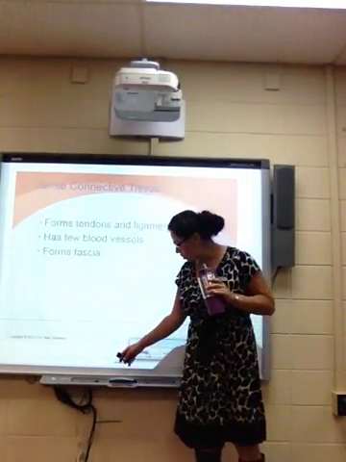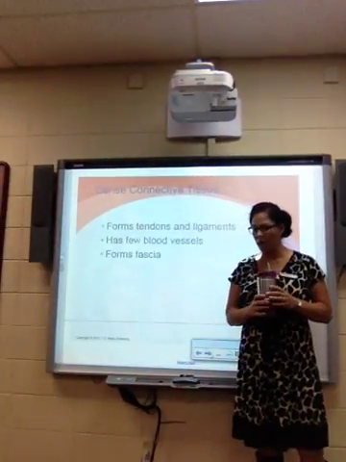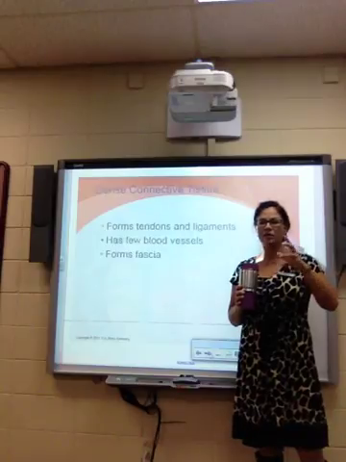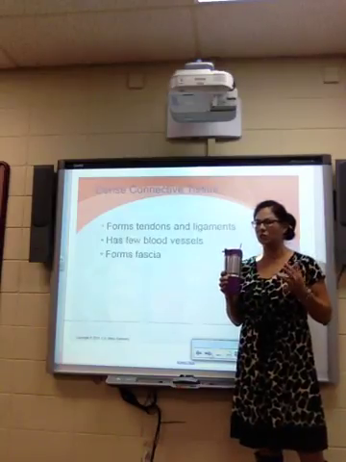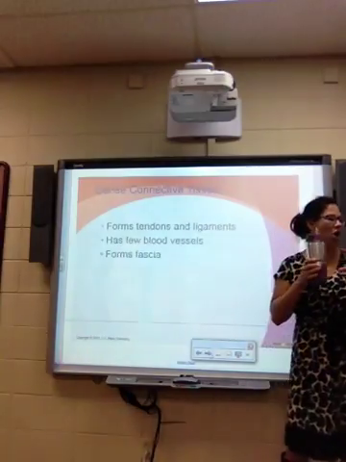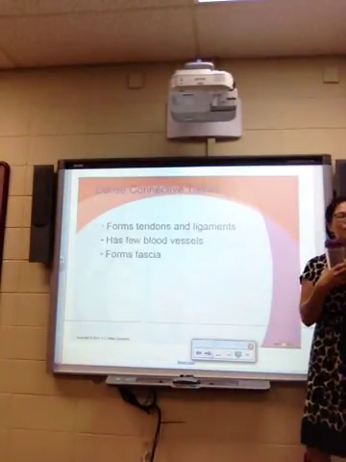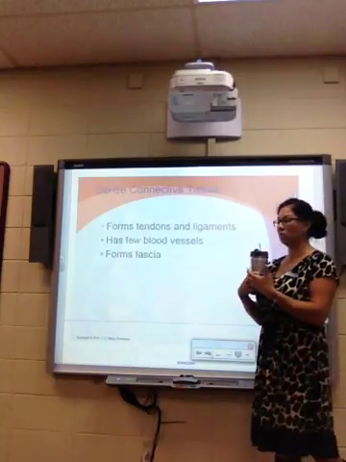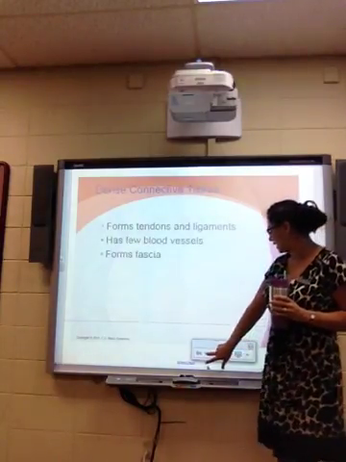Your dense connective tissue can also form a fascia. Fascia is like when you have your chicken and you tear off the skin, and you see that shiny layer over the muscle, like the chicken leg, it's real shiny and kind of slippery. That is fascia. It holds groups of muscles together. So it's strong. It's a dense connective tissue. It is strong, and it'll hold everything together.